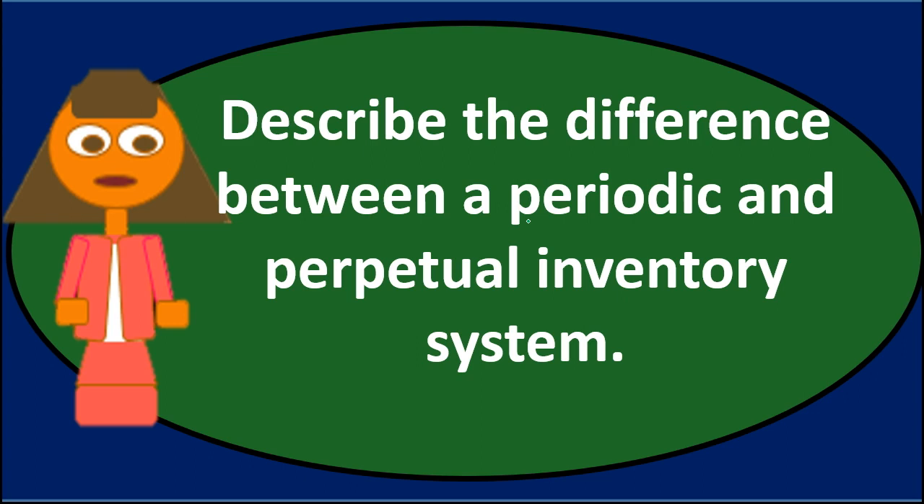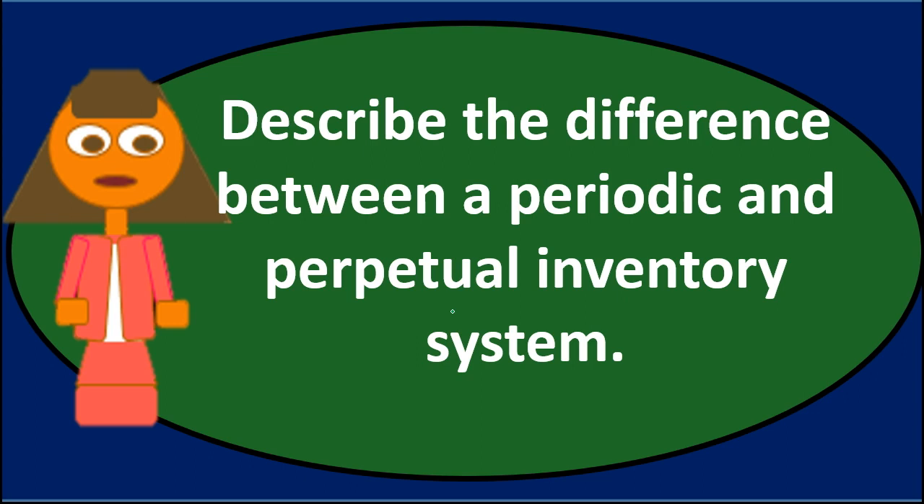So a periodic system, if we're talking about a periodic inventory system, it means that, of course, we're only tracking or recording the inventory periodically. And a perpetual inventory system, by contrast, would mean that we are recording the inventory perpetually as we go, in a perpetual process. So why would that be the case?